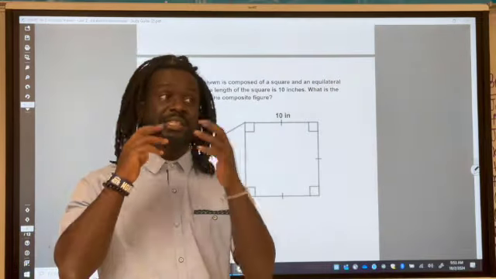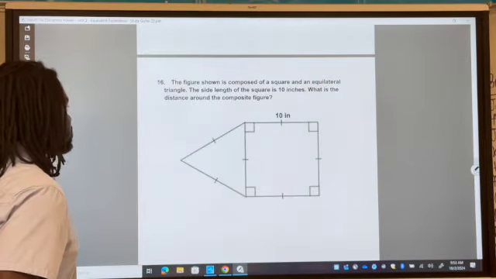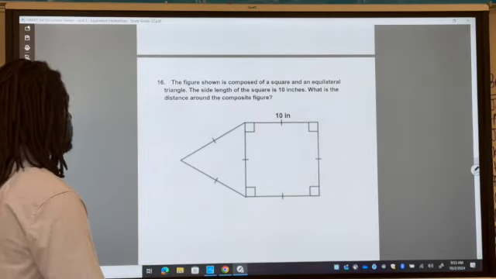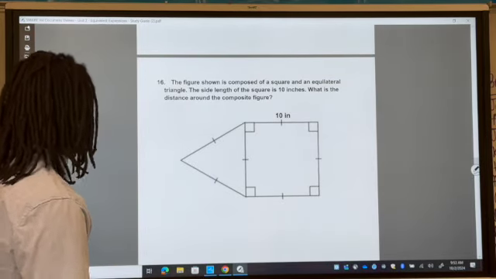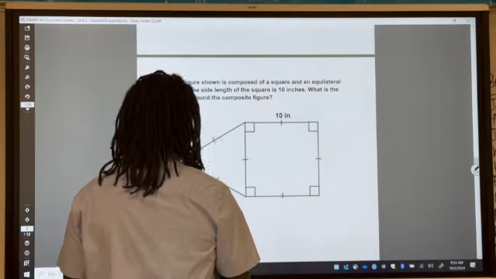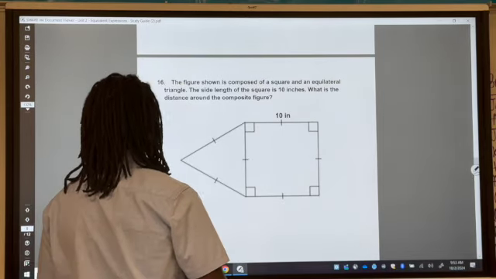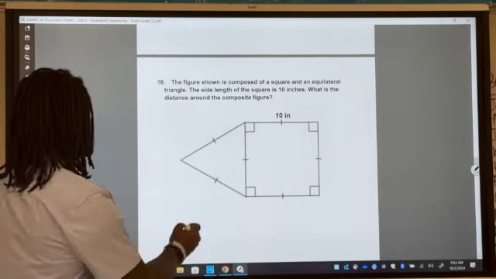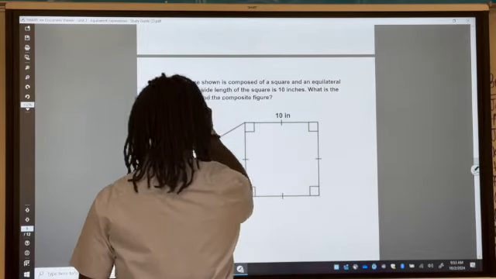All right, let's get to number 16. The figure shown is composed of a square and an equilateral triangle. The side of each length is 10 square inches. What is the distance around the composite figure? So it's asking about the distance around, okay?